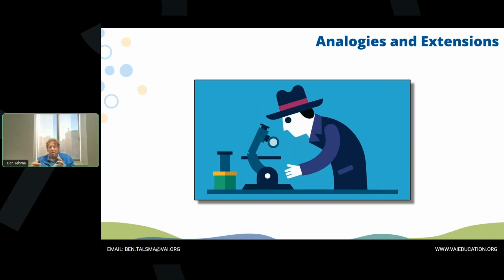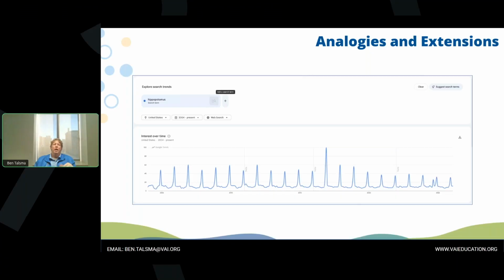And you can get curious about doing some data sleuthing. For example, this is the search history for hippopotamus. Hippopotamus has a really weird search history going back to 2004 there. It almost looks like a heartbeat. You know why? I'll give you a clue. It peaks every year between November 30 and December 31st.